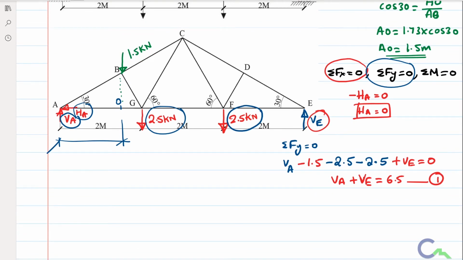After this I am going to apply the third equilibrium condition, that is summation of moment about any point in the system which is in equilibrium should be equal to 0. I am going to take moment about A, therefore sigma MA is equal to 0. VA is acting exactly on point A. I am taking moment about A. VA is acting exactly on A, it is not going to rotate about A. HA is also acting exactly on A.